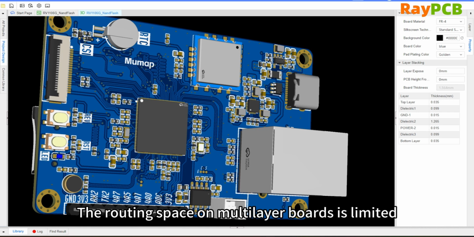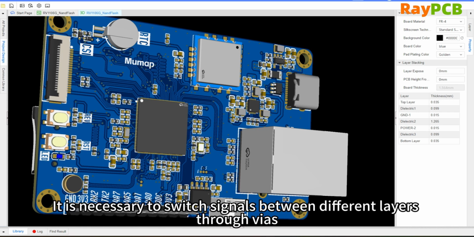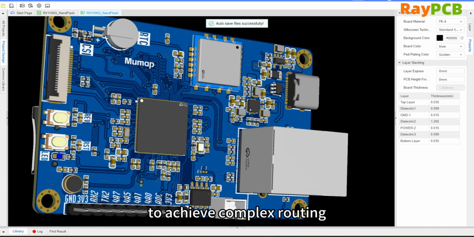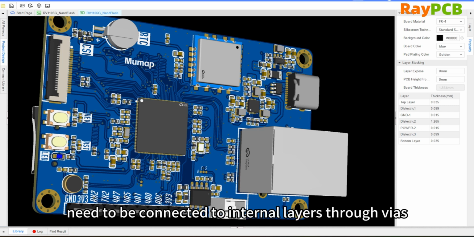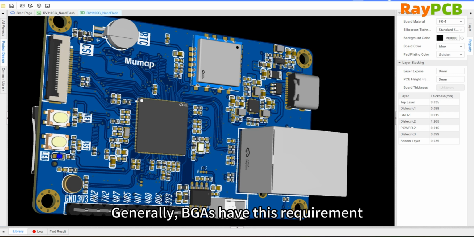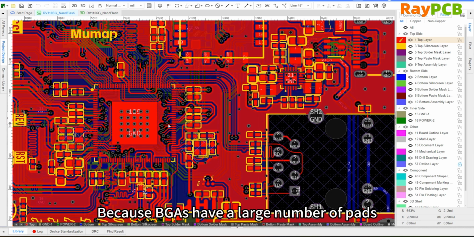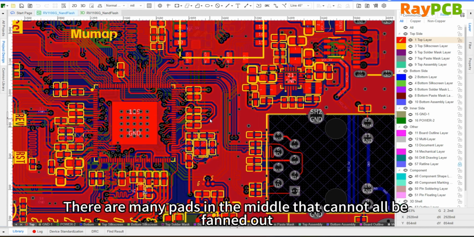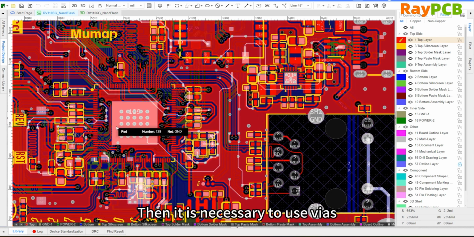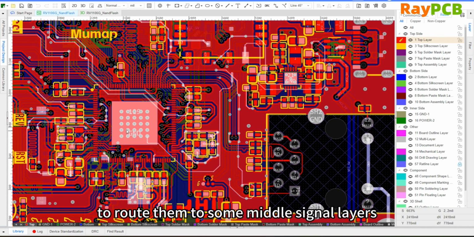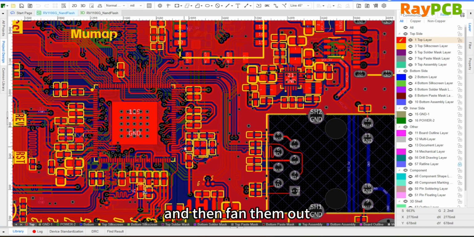The space for components on a multi-layer board is limited, so vias are needed to switch signals between different layers to achieve complex component layouts. Another function is to connect many densely packed components. Vias are used to connect to internal layers. This is commonly seen in BGA, ball grid array packages, because BGAs have a large number of pads, and many of the pads in the middle cannot all be routed out directly. Therefore, vias are needed to lead those signals down to the inner signal layers for routing.